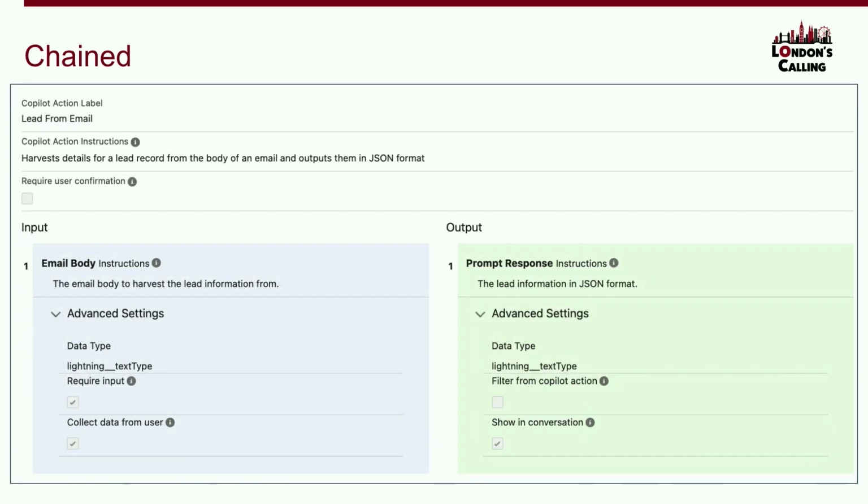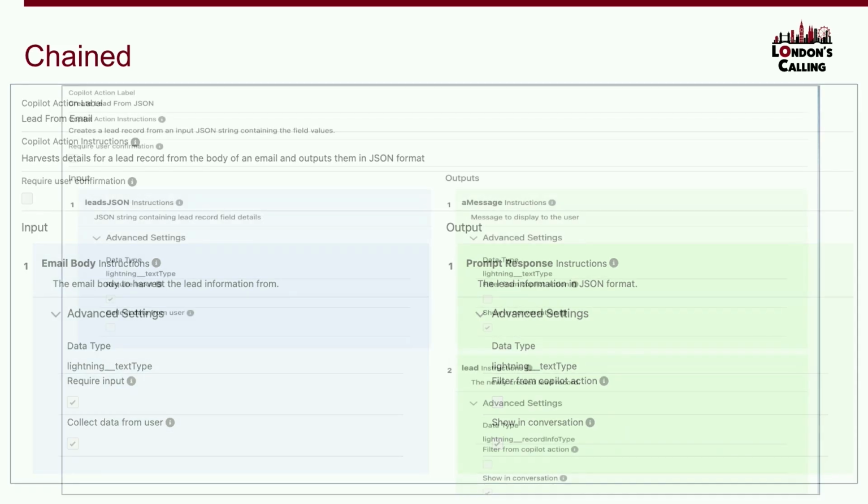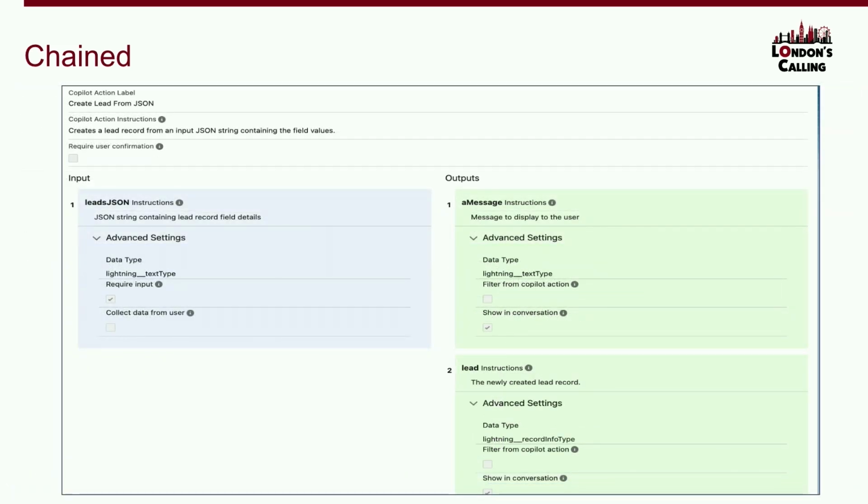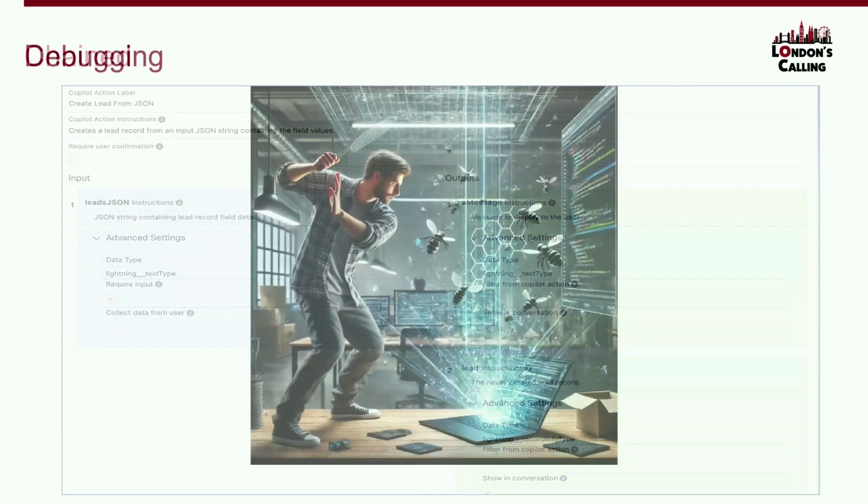So this then goes into my prompt detail. You can see I've got the email body and then the response comes out in JSON format. And this is my Apex. This basically says I get in some JSON, it comes in as a text type formatted with JSON, and then I display a message out and I display the lead, which is what I did. I've created this. Isn't it wonderful?